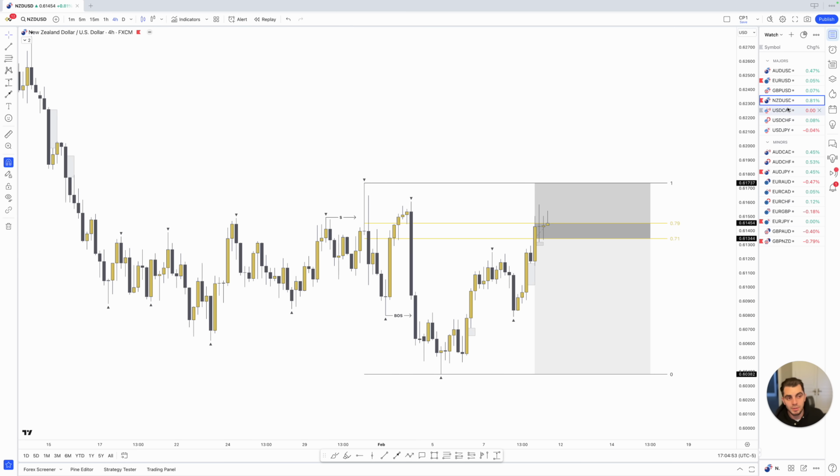Both NZD USD and Euro USD are both very valid setups in my opinion. NZD USD just shaped up a little bit earlier, so we'll see what happens. I'm not too sure yet. Definitely more drawdown than I'd normally like to see, but that's okay. And yeah, so that's how I disqualify certain things, right? AUD USD and GBP USD were disqualified in my opinion because Euro USD and NZD USD were much clearer opportunities.